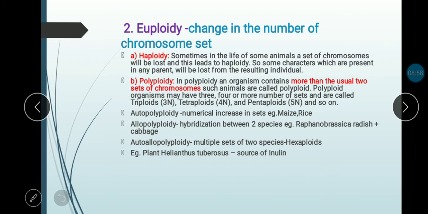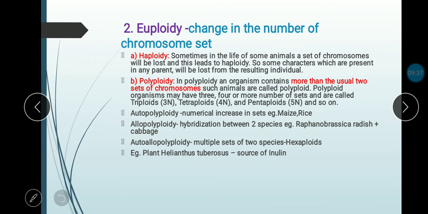Autopolyploidy is a numerical increase in sets of chromosomes, and it gives the highest-yielding breeding varieties, that is maize and rice. This autopolyploidy is useful in these crop varieties. Next one is allopolyploidy, which means hybridization between two species. The example we saw in the introduction is Raphanobrassica, a combination of two different species.